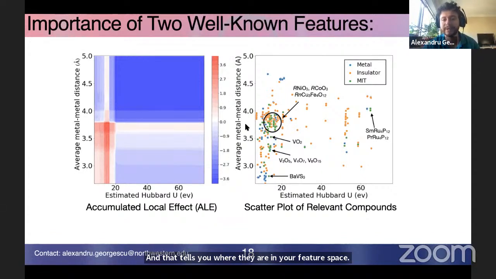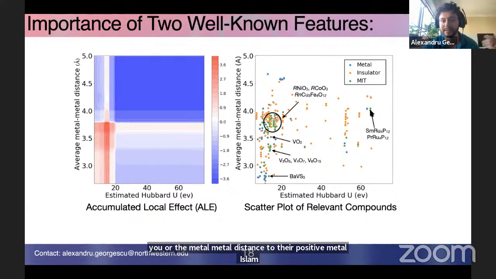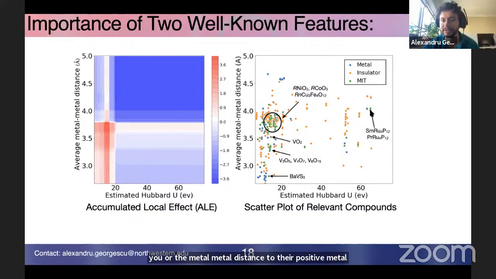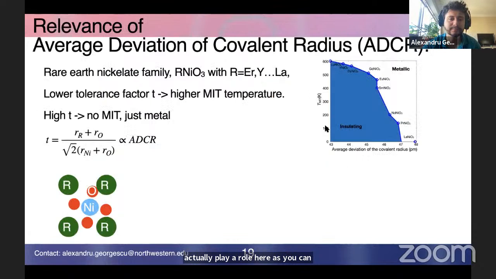And interestingly, we find that these skutterudite compounds, which are over here, don't have a contribution from the Hubbard U or the metal-metal distance to their positive metal-insulator transition classification. And that makes sense. The ruthenium here is actually d0, and the mechanism is from samarium. So the Hubbard U doesn't actually play a role here. As you can see, it's huge because it's hard to ionize something that's d0.